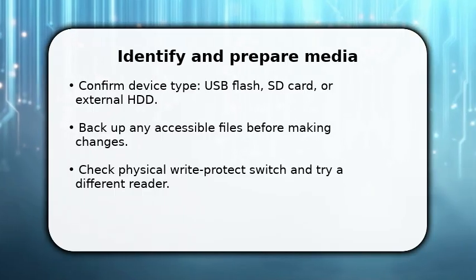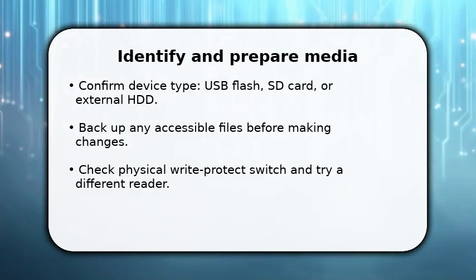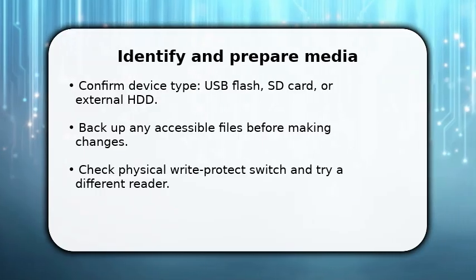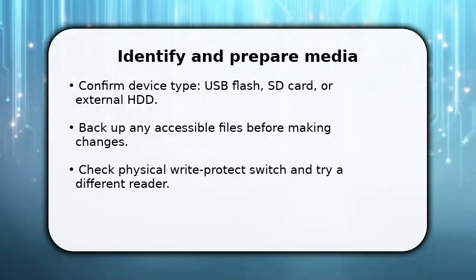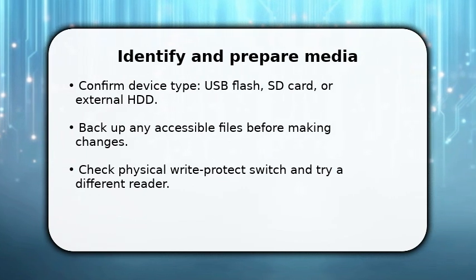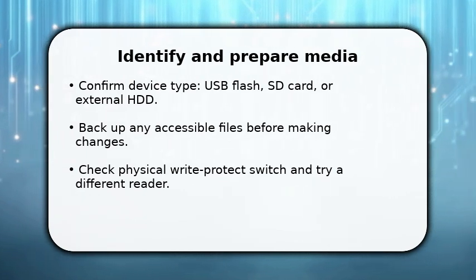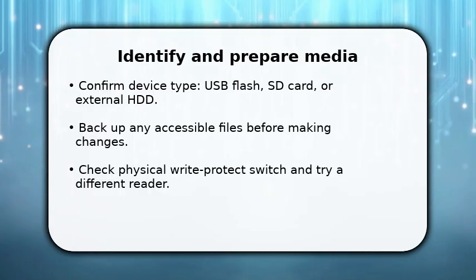If the switch and reader are fine, proceed to Windows DiskPart to remove software-level protection. List disks, select the correct disk, then clear the read-only attribute. Continue by removing software-level protection.